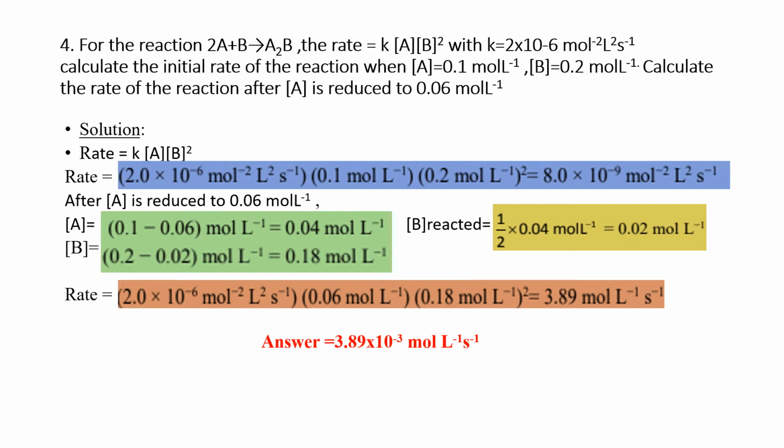So if A reacted is 0.02, then B is only half of that. If 2 means 1, then 1 means half. Here, what is the concentration of A now? 0.04 is there now. So if the concentration of A is 0.04, then only half of that amount of B can react. So 1/2 × 0.04 is equal to 0.02, only that much B can react. Are you understanding?